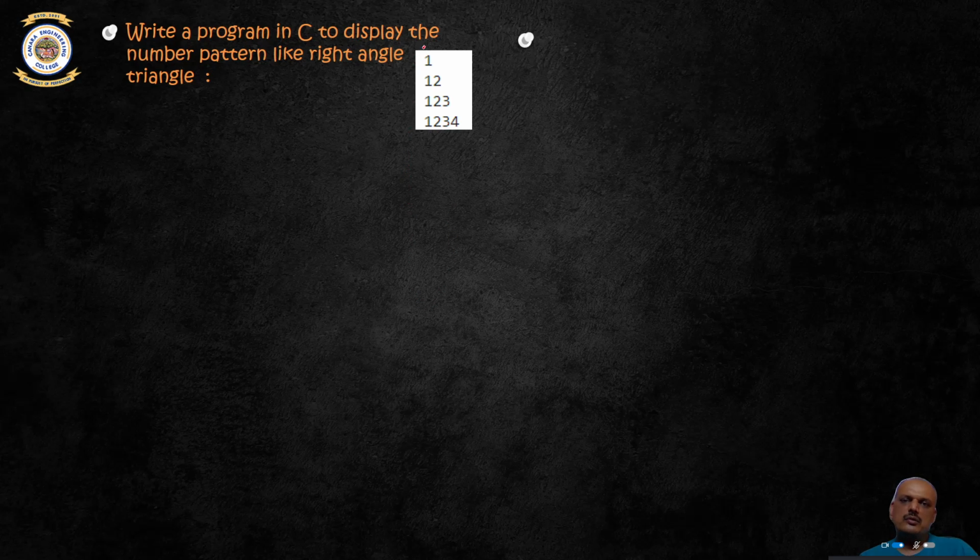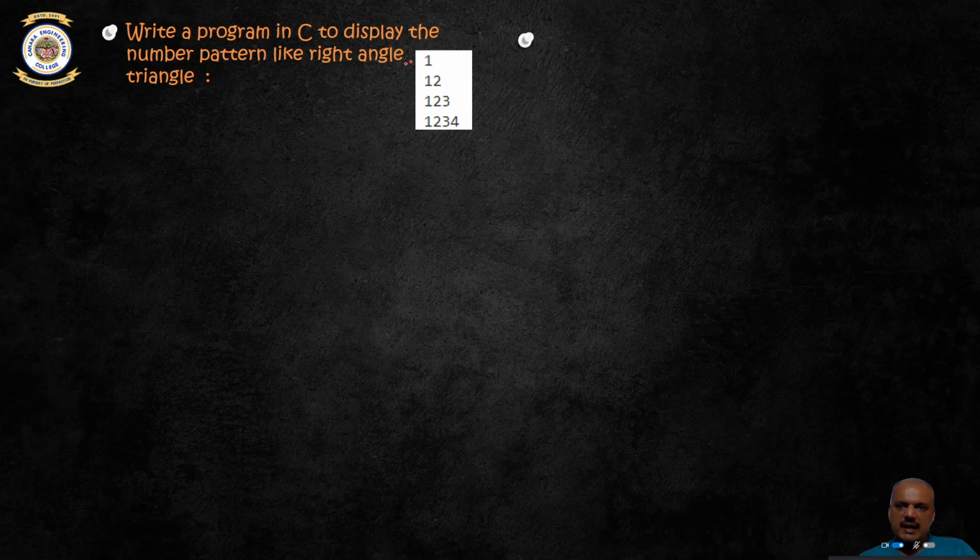Here I want you to generate a pattern like this. In fact, not a random pattern, a number pattern. I want you to generate a triangular number pattern like that. So 1, then I want 1 2, 1 2 3, 1 2 3 4. I want you to write a C code to generate this.